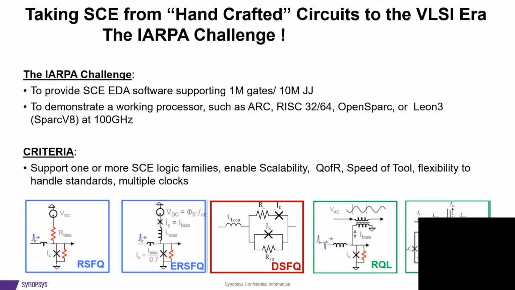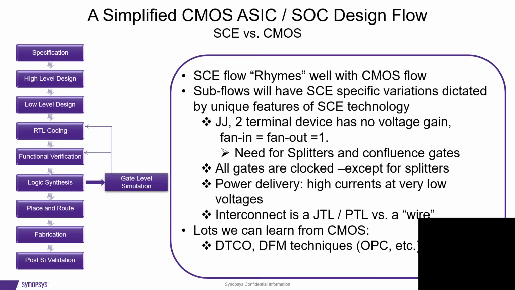Of those families, we embarked on RSFQ, ERSFQ, and on AQFP. However, for the AMD 2901 example that I will go through, we focused on ERSFQ, which stands for Efficient Rapid Single Flux Quantum. So what did we do?